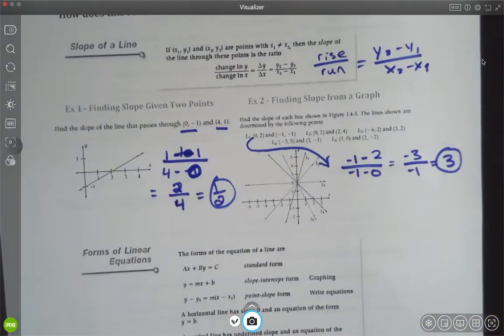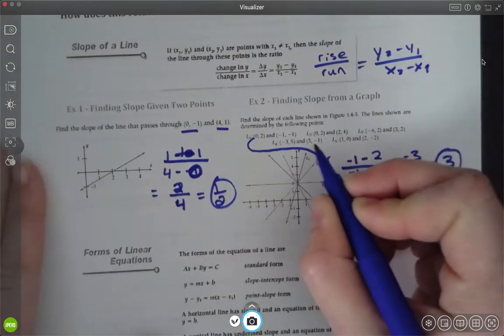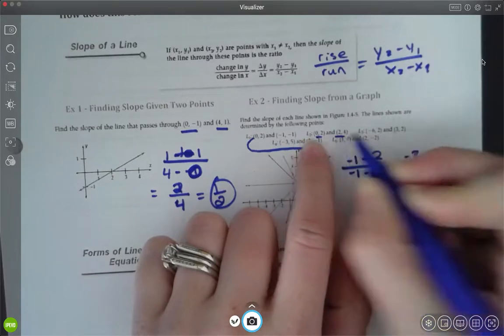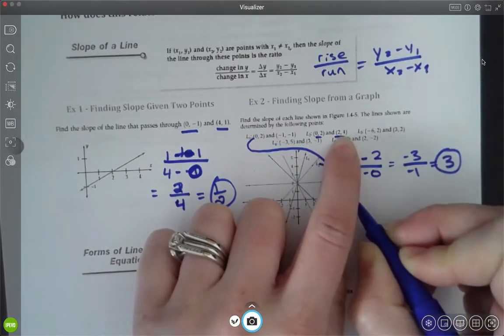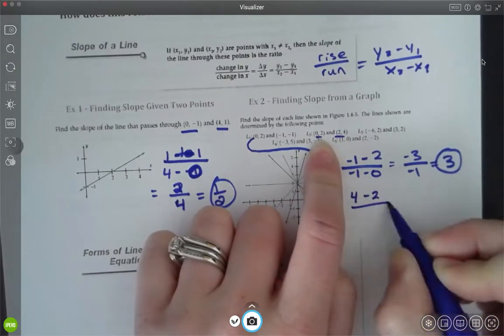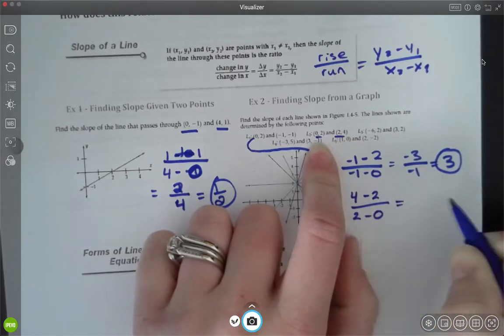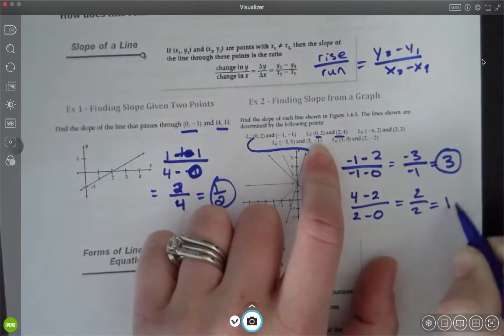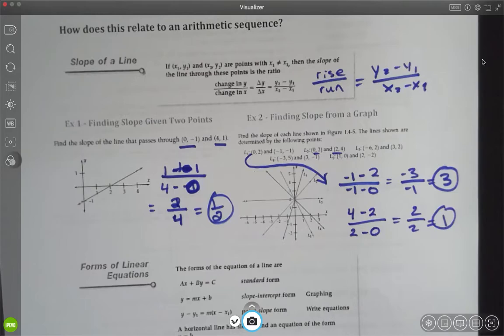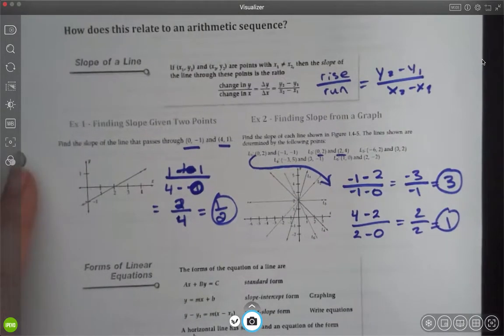We are now on example 2. Line 2: (0, 2) and (2, 4). So we are doing y2 minus y1 over x2 minus x1. 2 over 2, which is 1. There's L2. Okay, I'm going to skip.